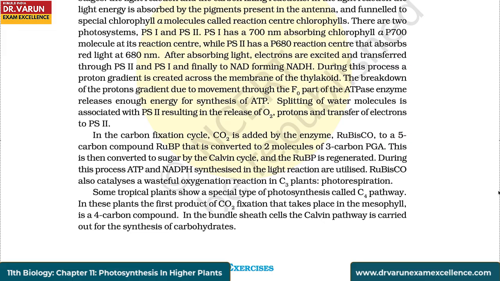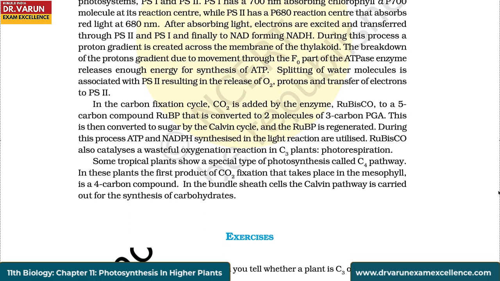Rubisco also catalyzes a wasteful oxygenation reaction in C3 plants, photorespiration. Some tropical plants show a special type of photosynthesis called C4 pathway. In these plants, the first product of carbon dioxide fixation that takes place in the mesophyll is a 4-carbon compound. In the bundle sheath cells, the Calvin pathway is carried out for the synthesis of carbohydrates.